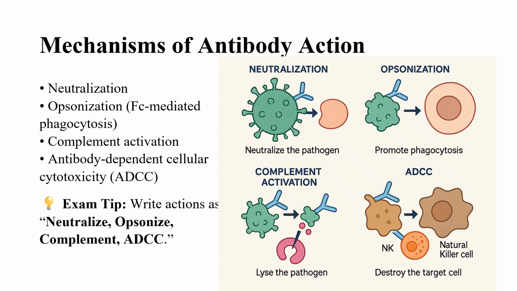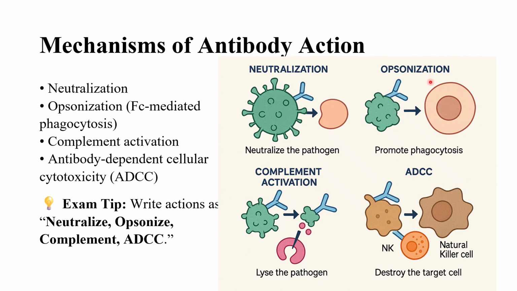When we talk about the mechanisms of antibody action, we're really describing how these proteins turn recognition into protection. The first mechanism is neutralization. Here, the antibody covers the harmful parts of a virus or toxin, the very region it would typically use to enter or damage the cell. By masking those sites, the antibody makes the pathogen biologically harmless.